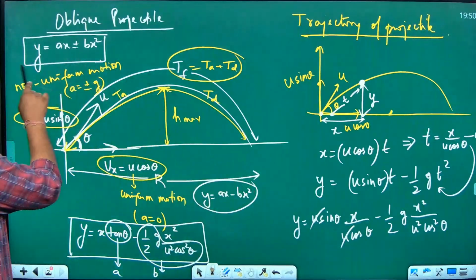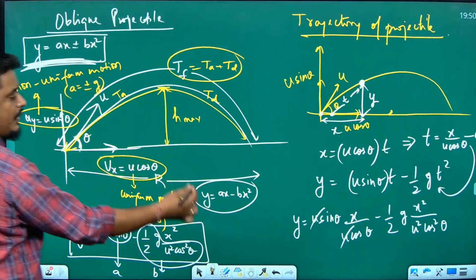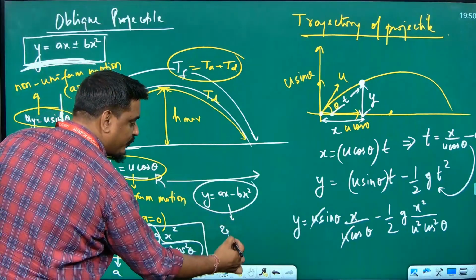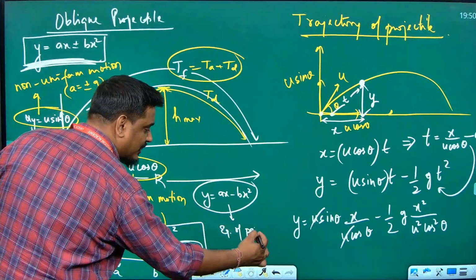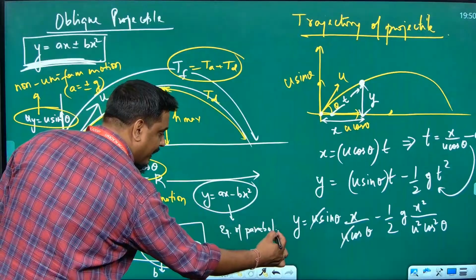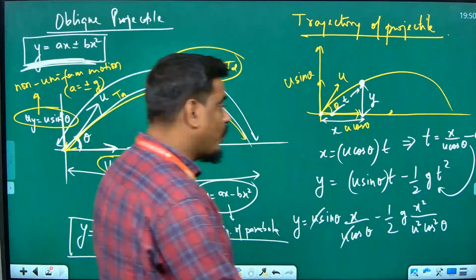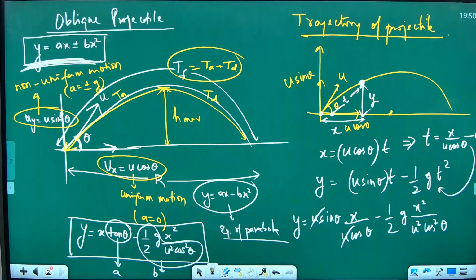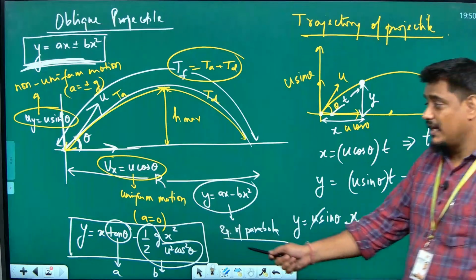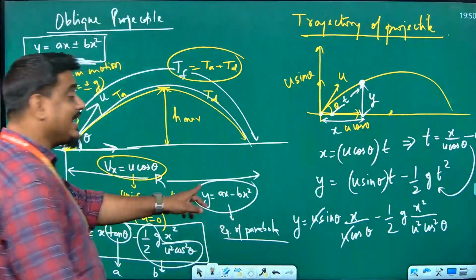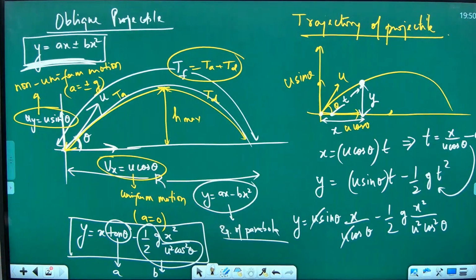What is that? Equation of parabola, which confirms that projectile is having parabolic nature. Is it clear to you? Why is projectile called parabolic in nature? Because it has the equation of ax minus bx square. And how it has been derived, I hope it is clear to you.